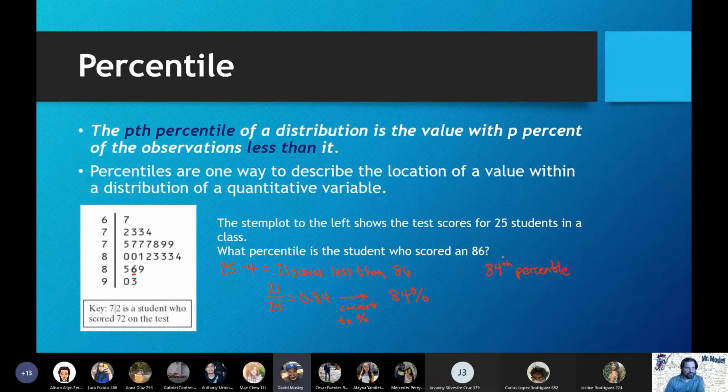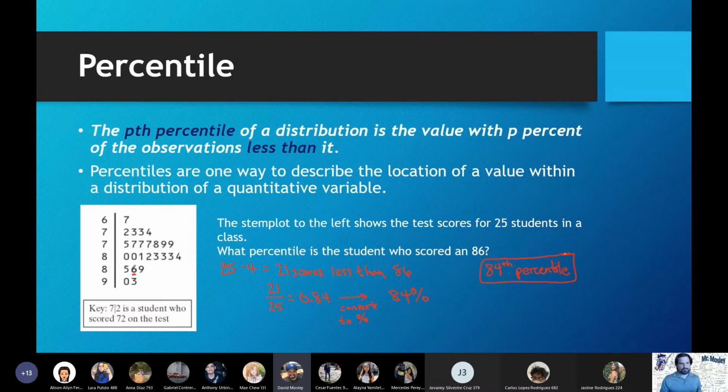When you write a percentile, it's not 84%, it's the 84th percentile. 84% is just how many people scored less than. When we talk about the percentile, this is now referring to a location. The 84th percentile means that the student who scored the 86 is at a location where 84% of students scored lower than that.